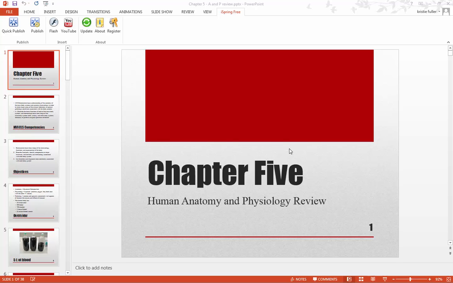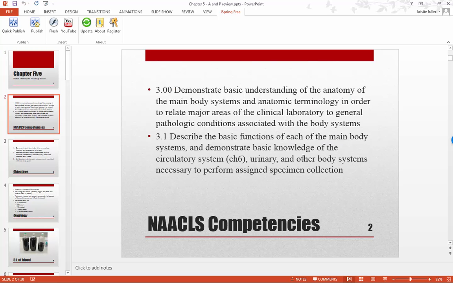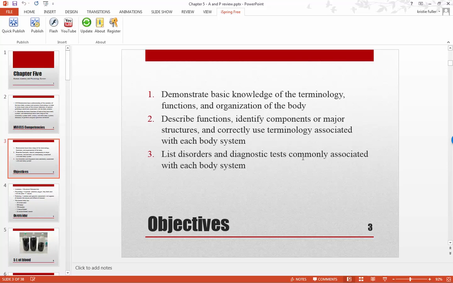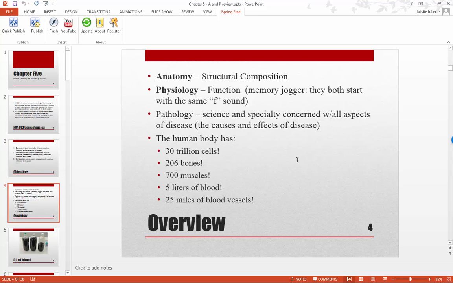Alrighty, this is chapter 5, which is all about human anatomy and physiology. This is just a review of this chapter. It's not the detail you would normally need to know for, say, an anatomy and physiology class. So you have the objectives and the NAACLS competencies, and our overview will start there.